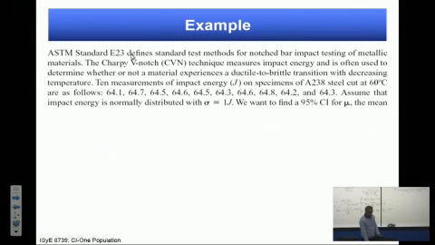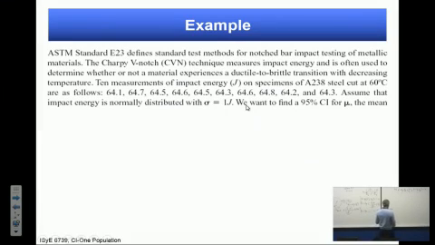We are doing a standard test based on a standard procedure. We have 10 measurements for impact energy, and these are the measurements that we have. If we assume that the measurements follow a normal distribution, based on the sample, we want to find a 95% confidence interval for the mean of impact energy. And the standard deviation is given.